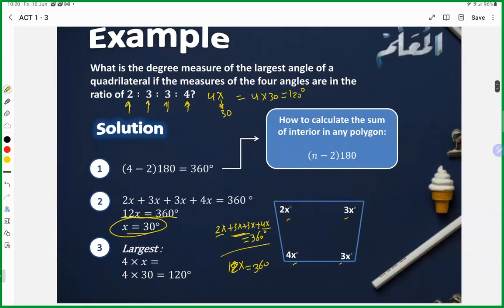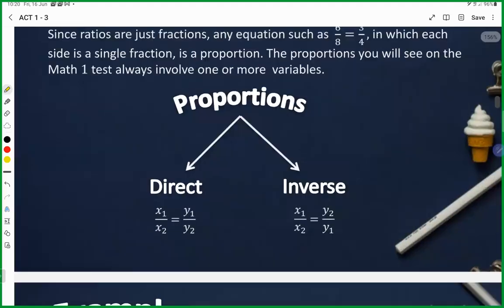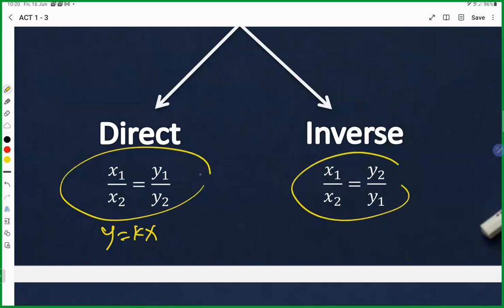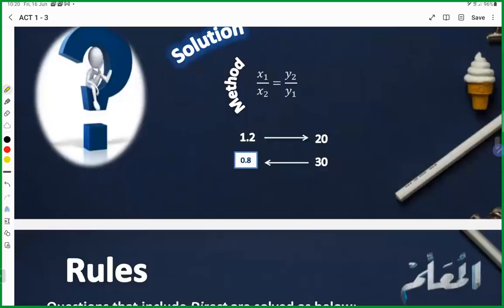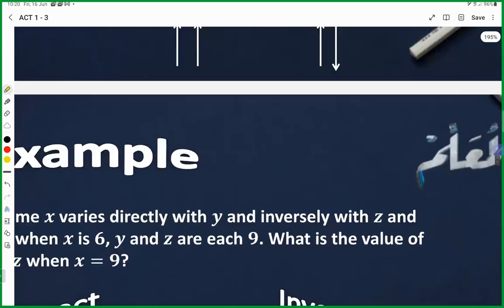Okay, those questions are involved in what? In M1, especially with ratio. Of course, you should know how to differentiate between direct and inverse proportionality. In direct, we want to make a comparison, x1 over x2 equals y1 over y2, or we say y equals kx. And in inverse proportionality, we say x1 over x2 equals y2 over y1. Okay, this is inverse, this is direct. Okay, one good question.